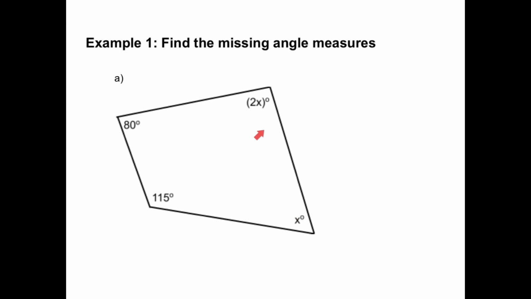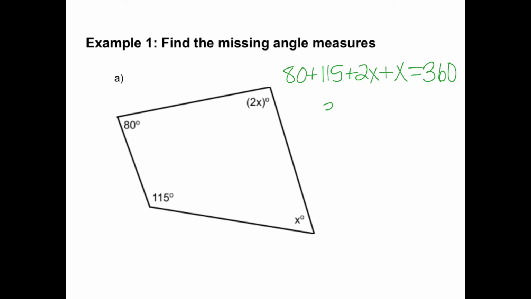We look at the angle measures. We only have one variable. It is in two different places. We have two known angles, and then that variable shows up in two different places. But because we do have information in all four angles, we can add all four of them together, 80 plus 115 plus 2x plus x. Those four angles together add to equal 360 degrees.